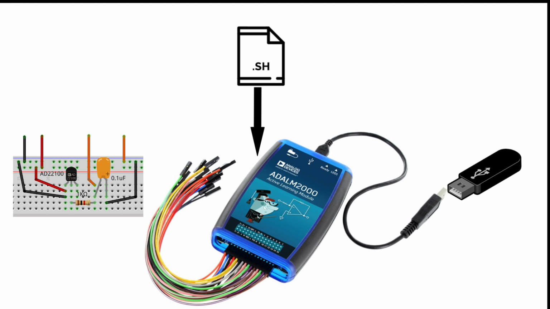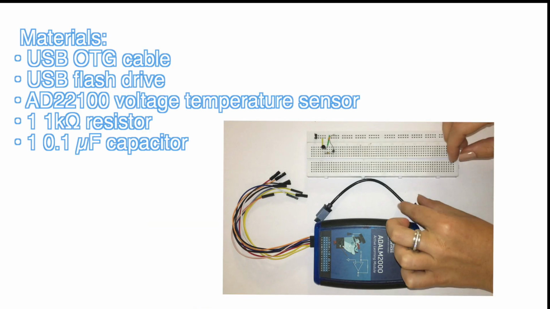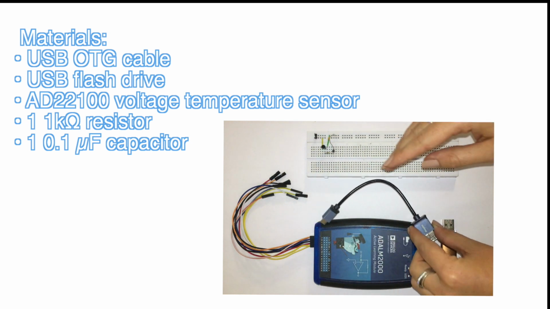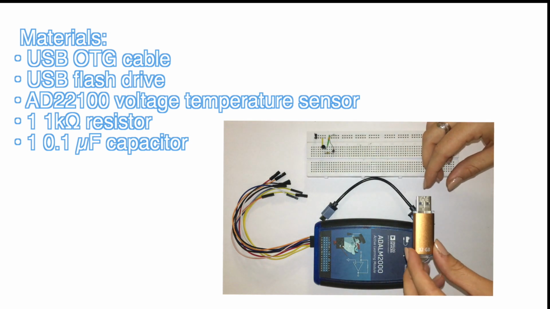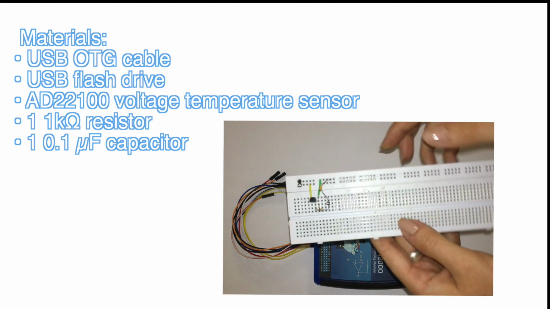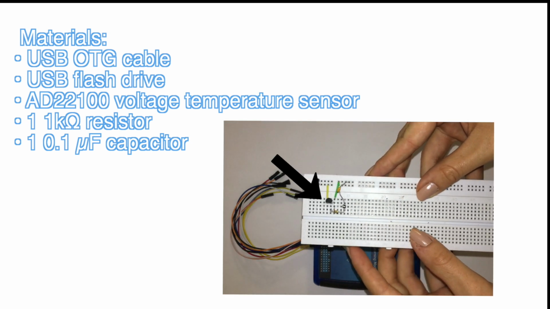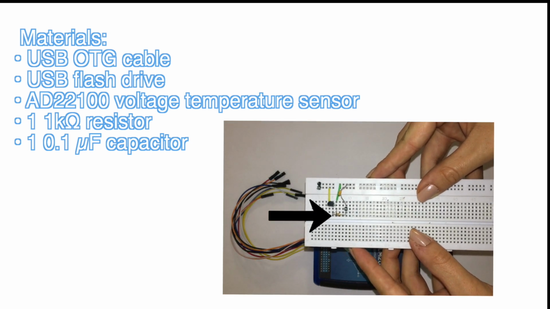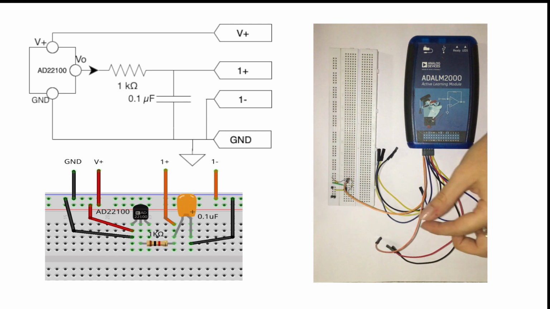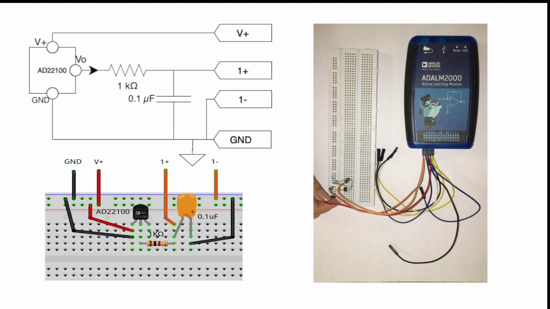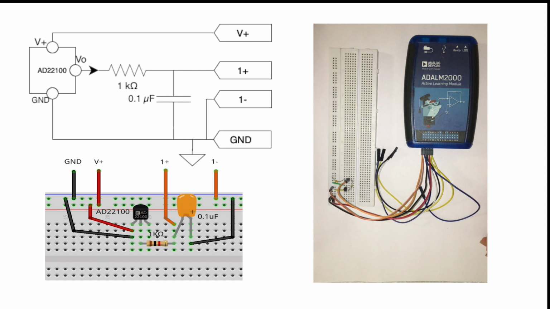For this tutorial, you'll need the following: a USB OTG cable, a USB flash drive, the AD22100 voltage temperature sensor, one resistor of 1 kilo ohm, and one capacitor of 0.1 microfarads. Let's start by building the circuit as shown in the schematic. Pause the video and make sure you get all the connections right.